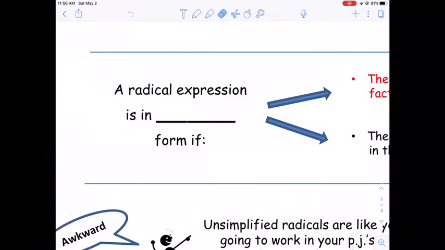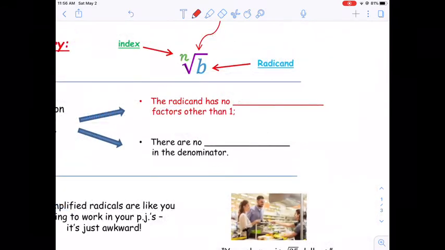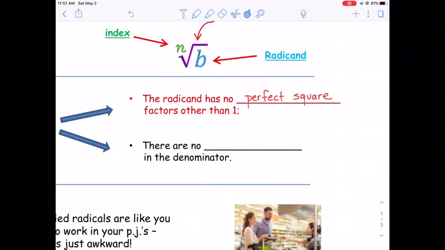A radical expression is in simplified form if two things happen. First, the radicand has no perfect square factors other than 1. Second, there are no square roots in the denominator.